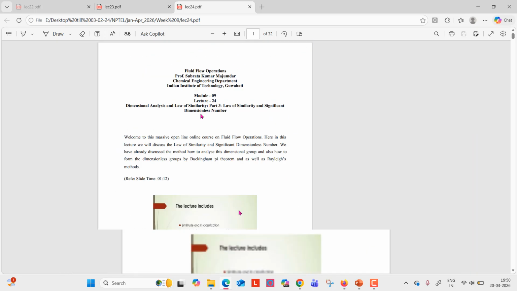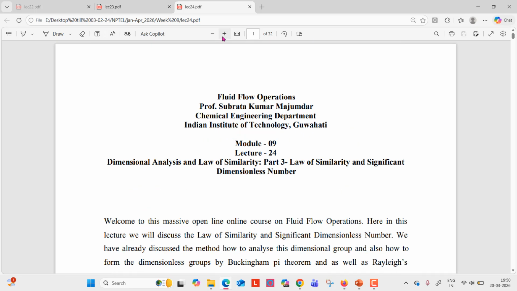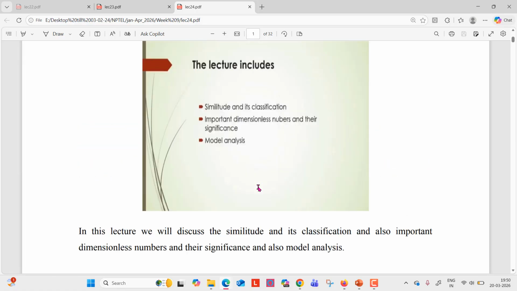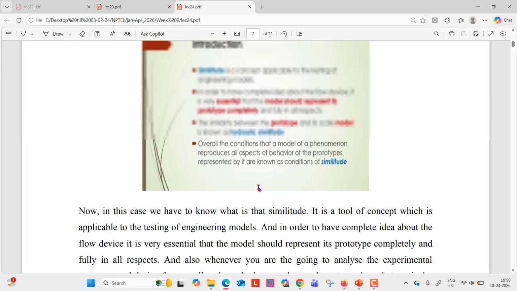The last lecture is all about the similarity between two systems, okay. It is called similitude. So similitude is a concept applicable to the testing of engineering models. In order to have a complete idea about the flow device, it is very essential that the model should represent its prototype completely and fully in all aspects.